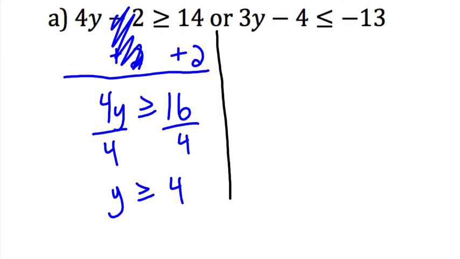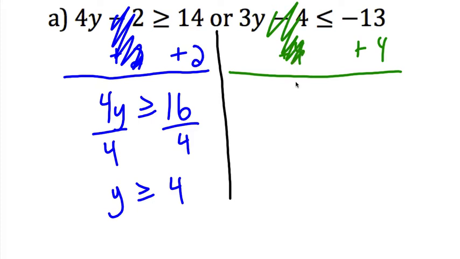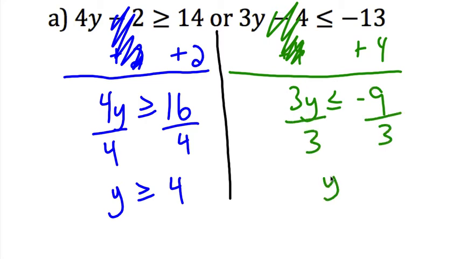So let me come over here to the second one and solve this one, and then we'll graph them both separately. So first up, move this 4. So I'm going to add 4 to both sides. Negative 4 plus 4 is 0. So my left-hand side is 3y is less than or equal to negative 13 plus 4 gives me a negative 9. Last step over here, I need to divide both sides by 3, and I get y is less than or equal to negative 9 divided by 3 is negative 3.